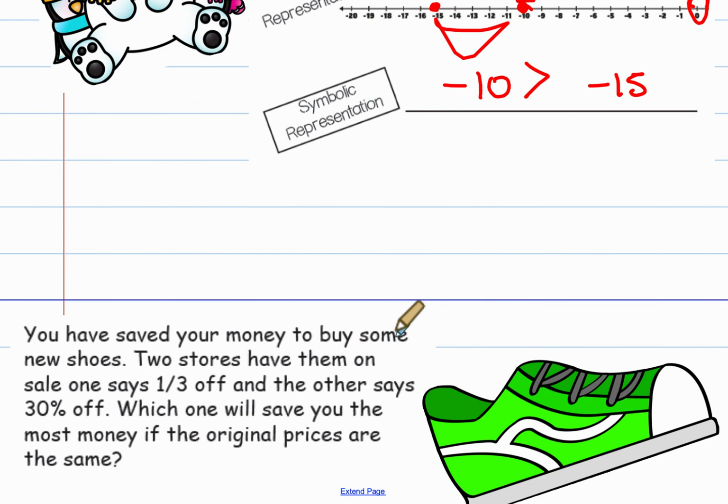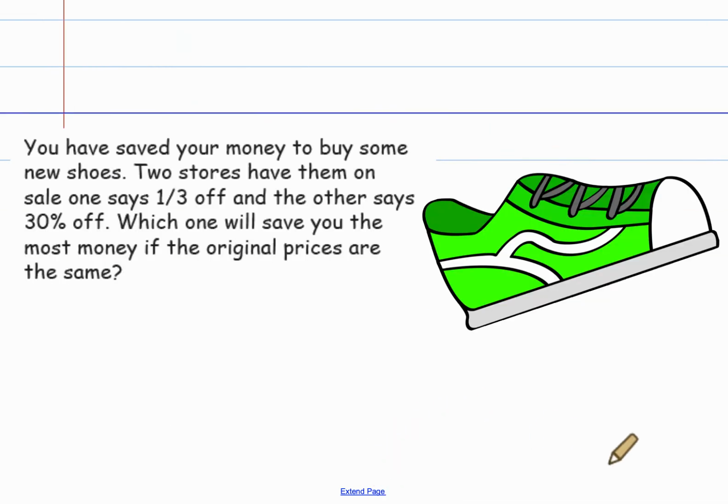So here's another one. Suppose you saved your money and you were going to buy some new shoes. And you found that 2 stores have them on sale. One says a third off, and the other one says 30% off. Well, which one is going to save me the most money if the price was the same to begin with? So let's see. We know that we can't compare a fraction to a percent because they're not in the same format. So if I go ahead and I make them both decimals, for example, I would do 1 divided by 3.